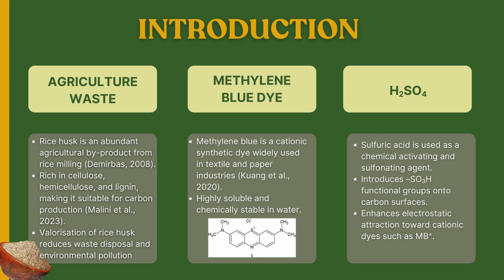Rice husk is an abundant agriculture byproduct generated from rice milling. It is rich in cellulose, hemicellulose, and lignin, making it a suitable precursor for carbon-based material. Utilization of rice husk not only adds value to waste but also helps to reduce environmental pollution.